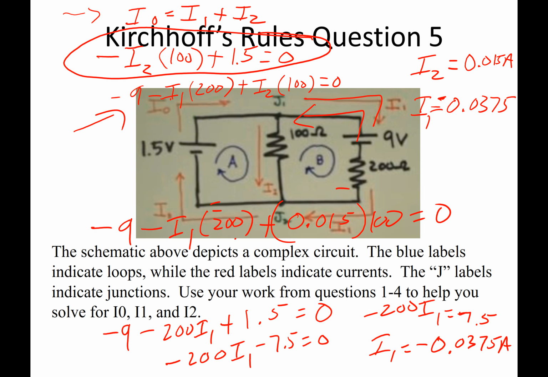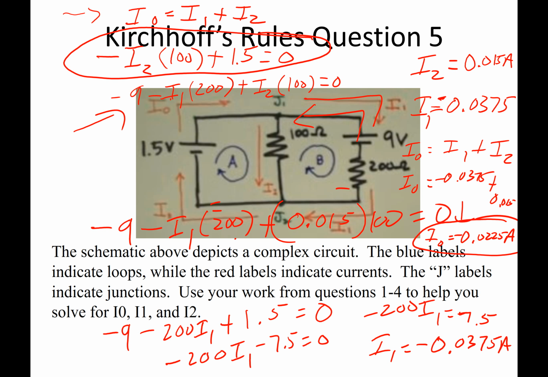Now we do want to keep using that negative sign while we're finding I0. Remember that I0 is the sum of I1 plus I2. So I0 is going to equal negative 0.0375 plus 0.015. Sum those up. I0 is equal to negative 0.0225 amps. And again, the negative tells us that we had the current marked in the wrong direction. All right, that's it for our Kirchhoff's rules. Hope that helped.